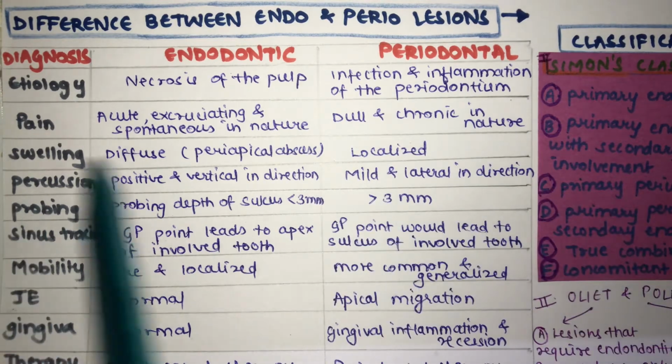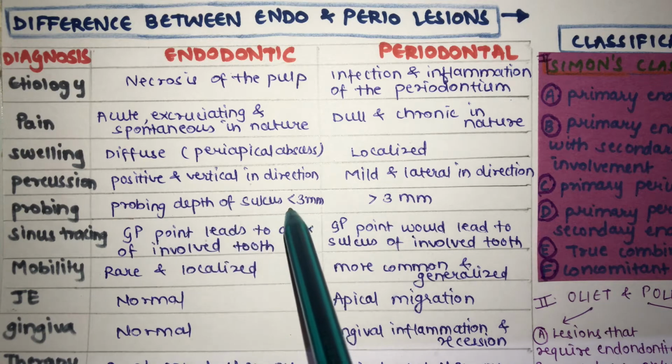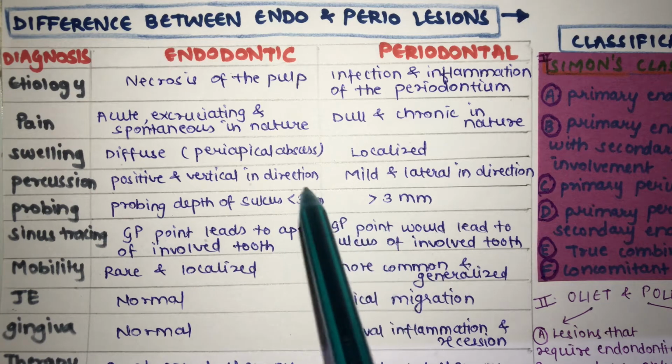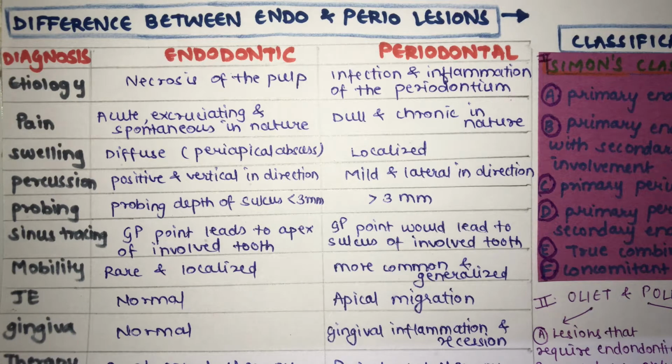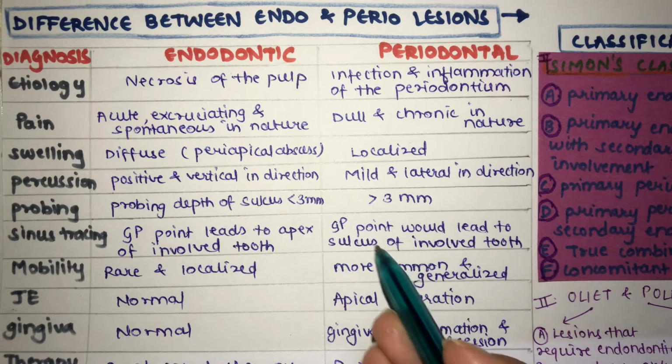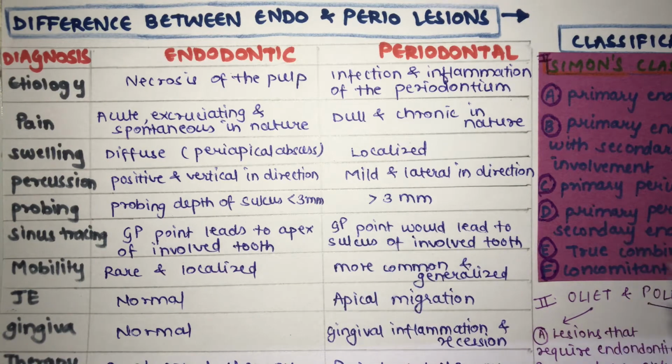So the next is probing. In an endodontic lesion, you'll see the probing depth of the sulcus is less than 3 mm. Because of that, the gingiva and the epithelial attachment are normal. So when you are probing, the sulcus depth is less than 3. The next is sinus tracing. A GP point leads to the apex of the involved tooth. Through the sinus tract opening, you insert a GP point, and it will lead to the apex of the involved tooth in the endodontic lesion, whereas in periodontal, the gutta-percha point will lead to the sulcus of the involved tooth. So this is nothing but sinus tracing.